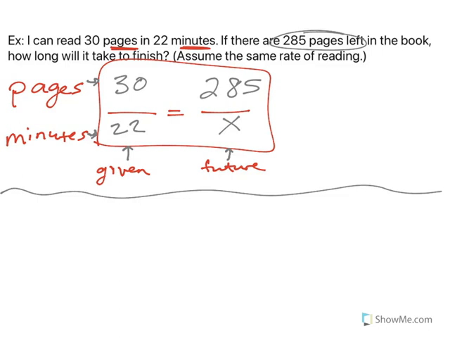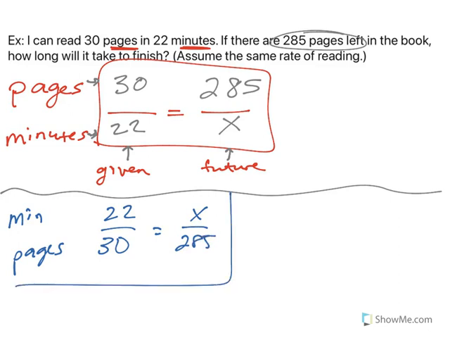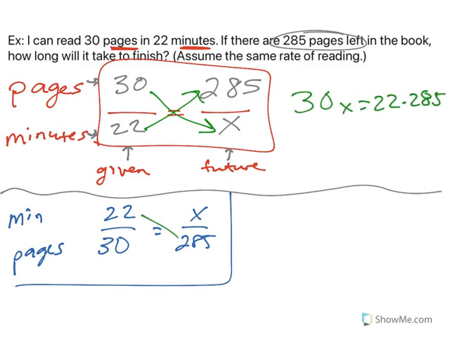Some people say, well, I want minutes on the top and pages on the bottom. Great. So you could do 22 over 30 equals X over 285. It's the same proportion because remember, when you cross multiply, we would have 30X equals 22 times 285. Same thing here, 30X equals 22 times 285.